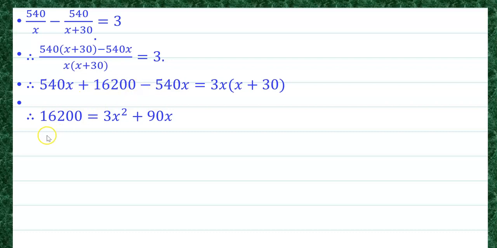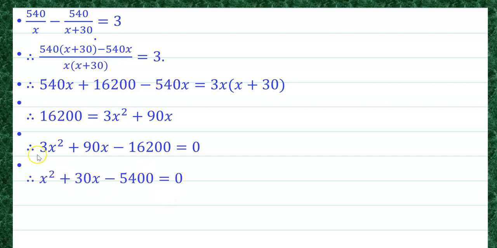Simplification, that is 16,200, हा 3x square झाला, and here is 90x. Plus 540x minus 540x get cancelled. It's a good thing, आपलं equation एकदम simplified झालंय. Again here we'll simplify this equation.